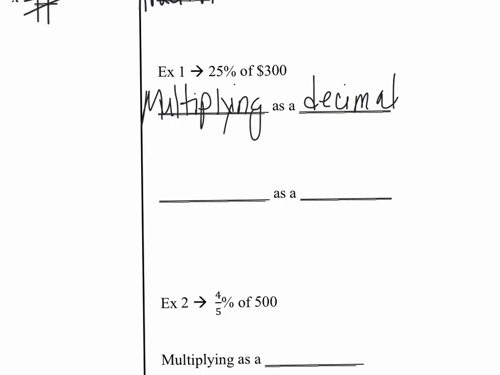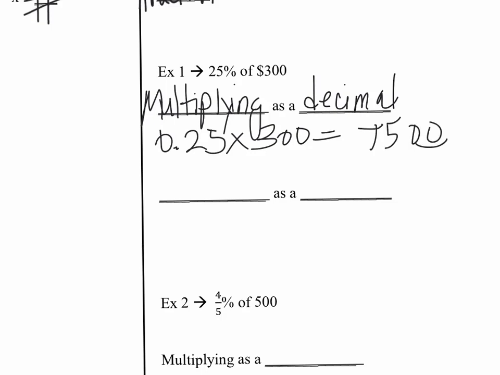At the beginning of the year, we learned our fraction, decimal, percent equivalents, and we learned that 25% is 25 hundredths. Then you multiply that by 300. The answer is 7,500 with 2 decimal places, 1, 2, which gives us the answer 75.